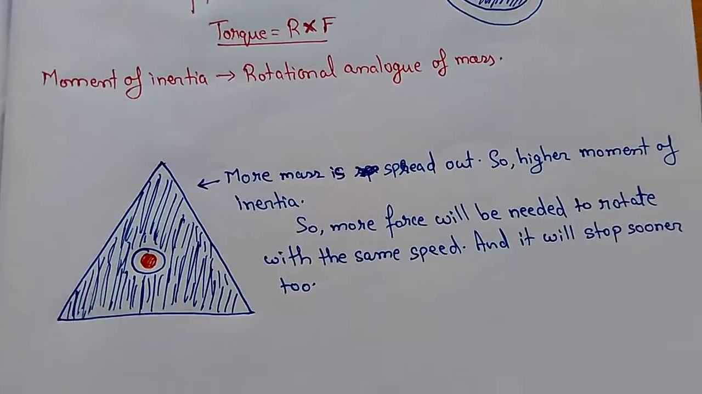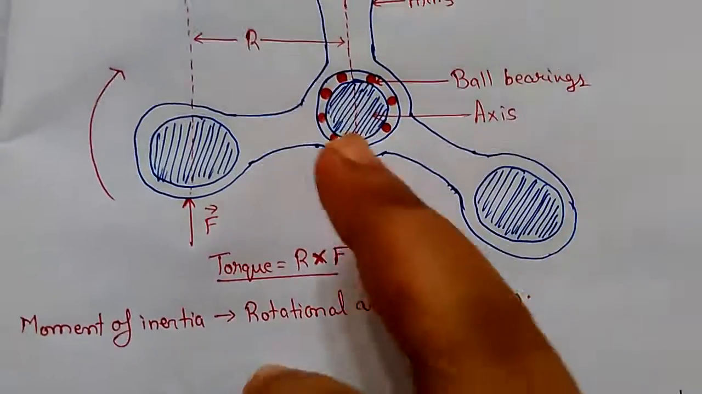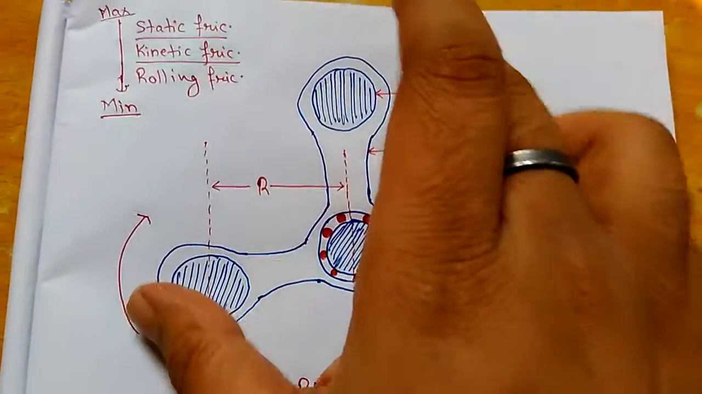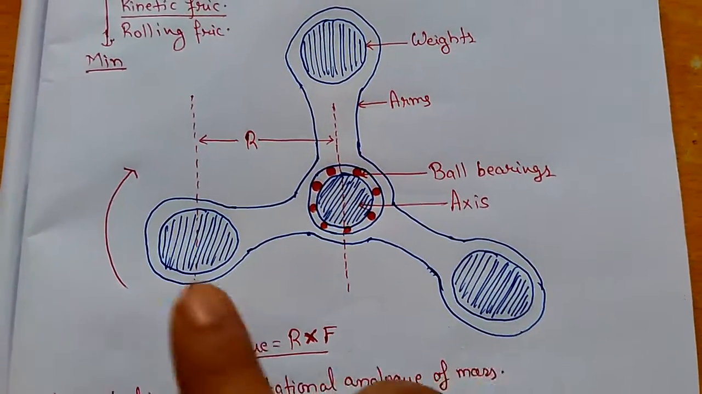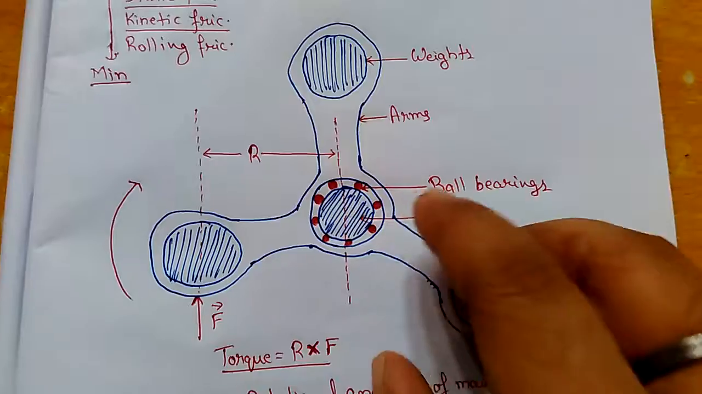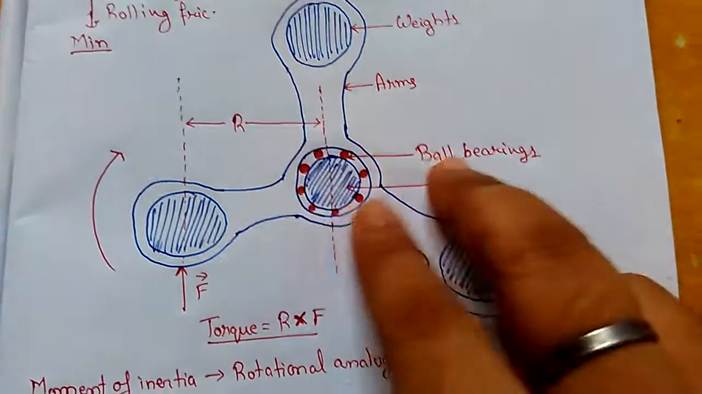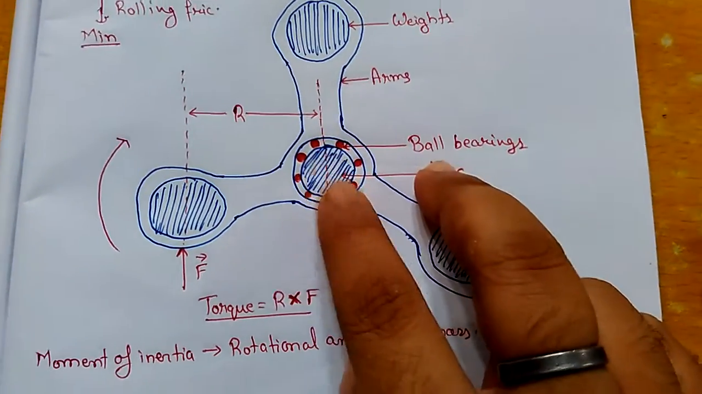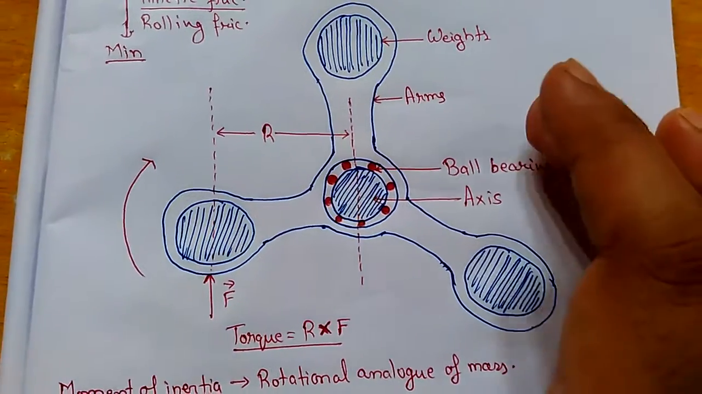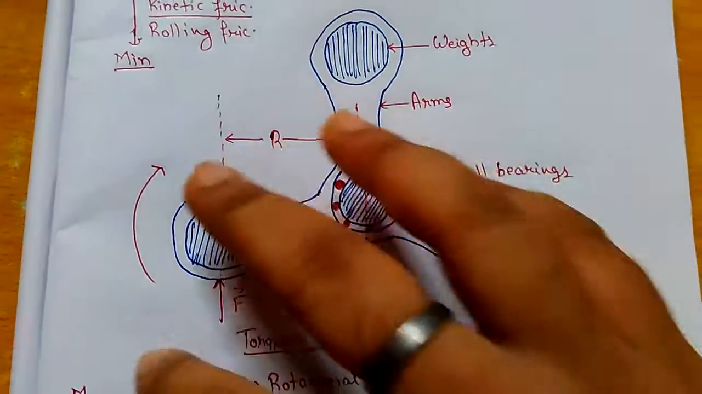So to reduce the moment of inertia, we have distributed the shape in this manner, which has weights at the end and some mass situated just at the axis. It reduces the moment of inertia quite enough to keep the fidget spinner rotating.